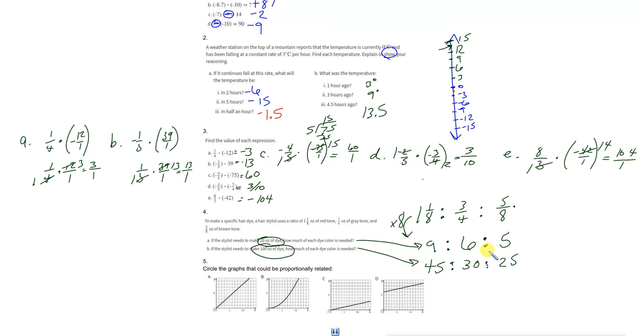Okay, and then lastly, let's go ahead and wrap this one up. Number 5, graphs that could be proportionally related: straight lines through the origin. So yes, not straight, not through the origin. There you go. Easy enough. It was not too hard.